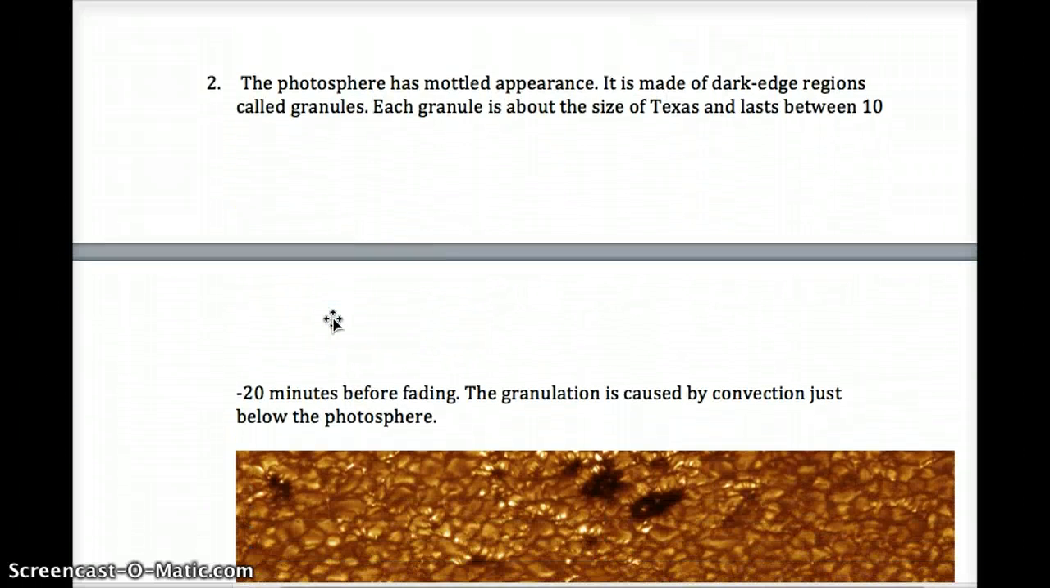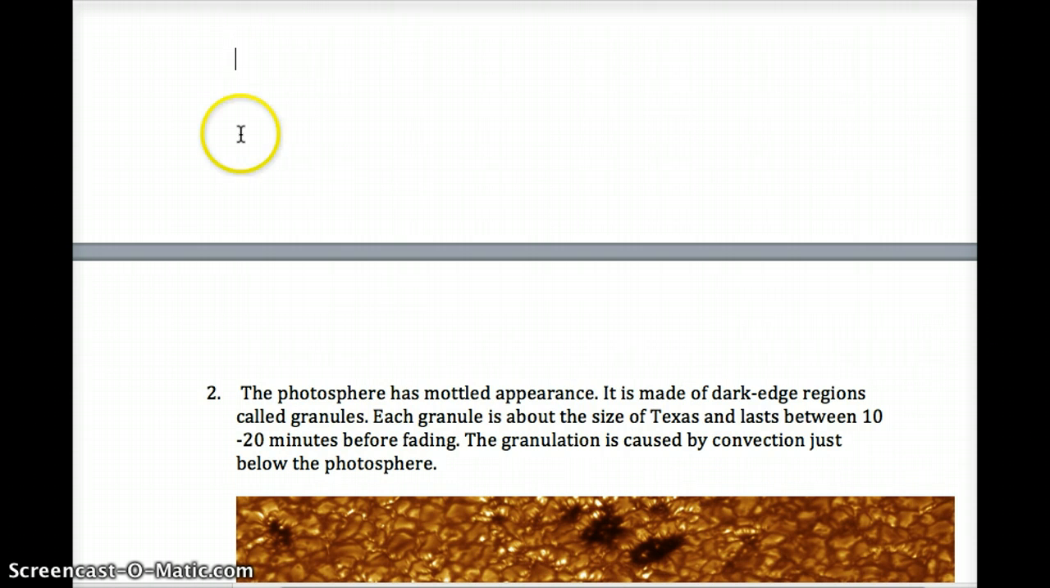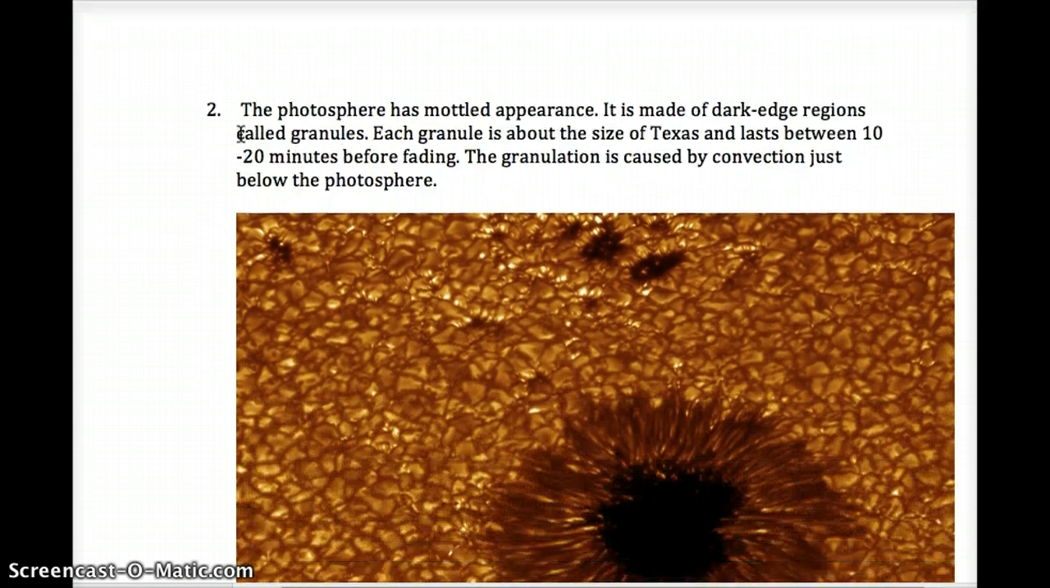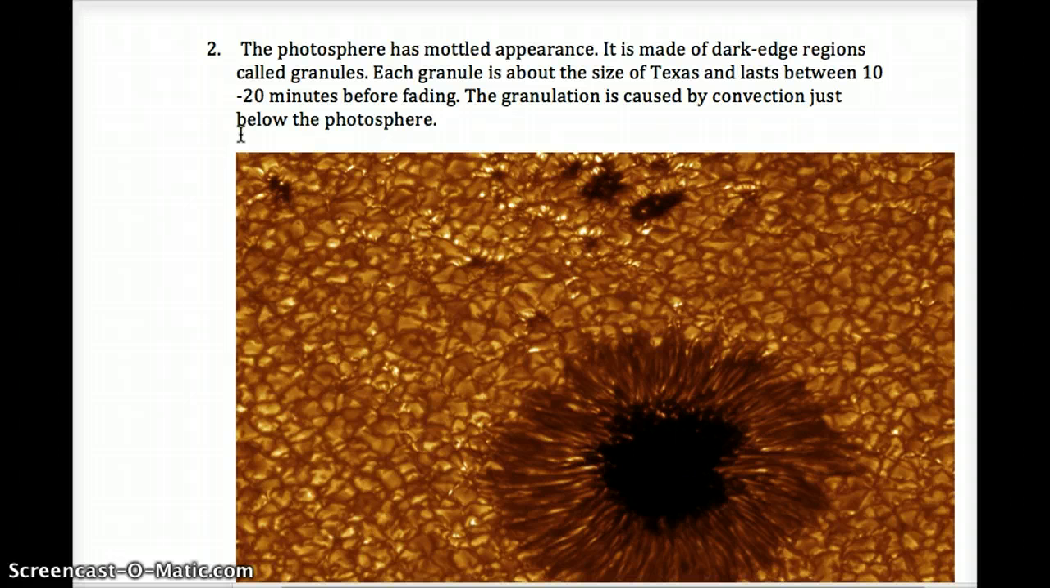The photosphere has a molten appearance. It is made of dark-edged regions called granules. Each granule is about the size of Texas and lasts between 10 to 20 minutes before fading. The granulation is caused by the convection just below the photosphere. These are the granules.